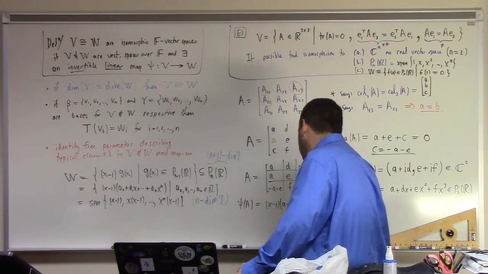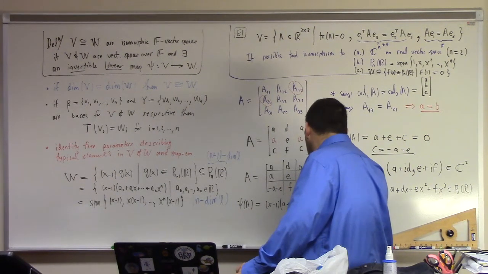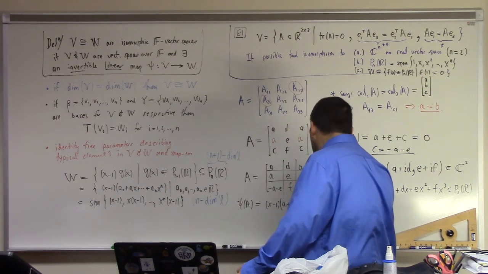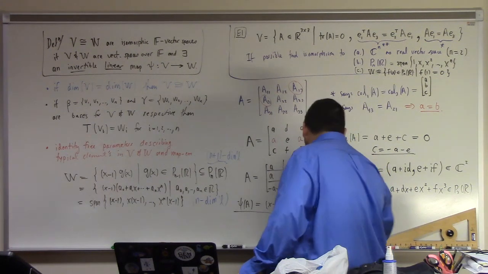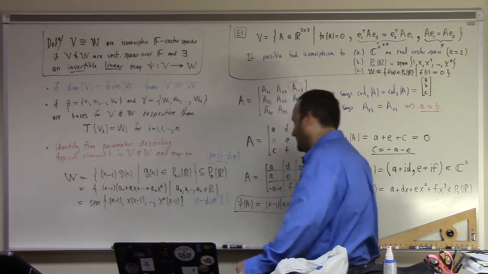A plus dx plus ex squared plus fx cubed. Wait a minute. Oh, yeah. There you go. That would give an isomorphism to W.